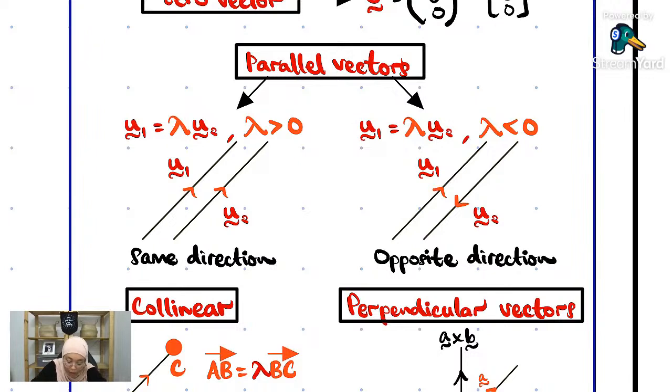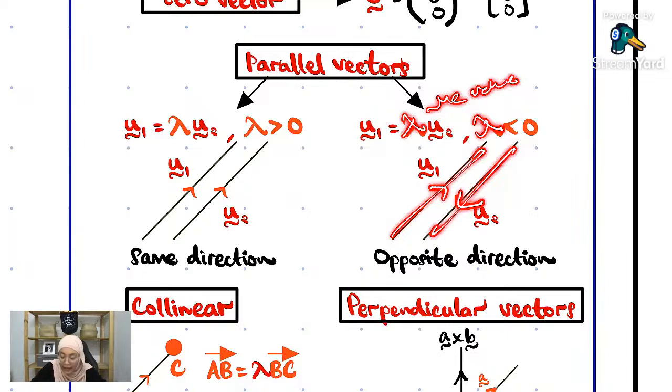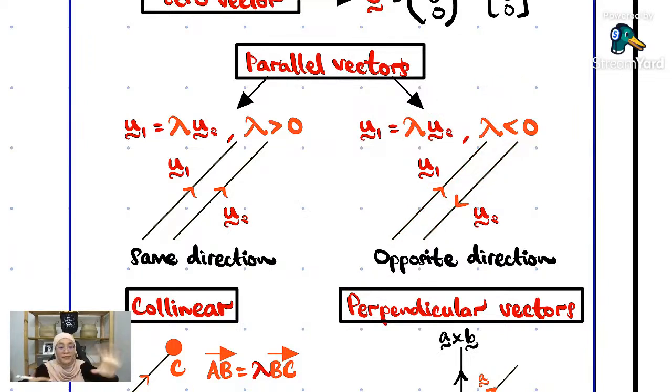So basically if it is the same direction, the lambda is more than 0. The lambda here is a positive value. But if the vectors are in opposite direction, the lambda is a negative value. Like I said just now, if it is opposite direction, it has a negative sign in front of it. Like I explained just now.